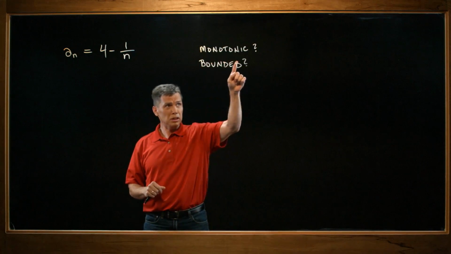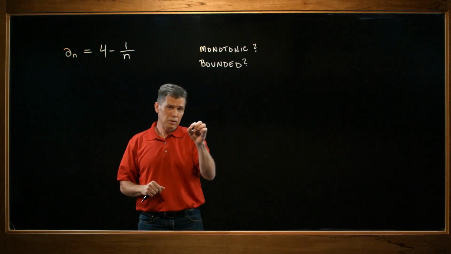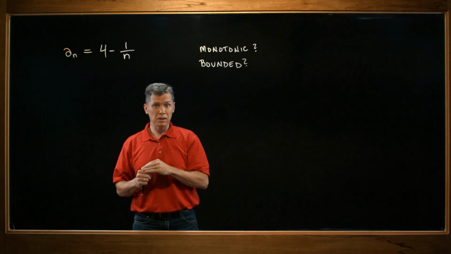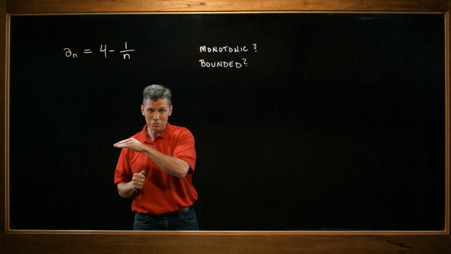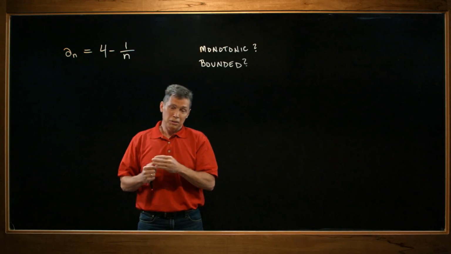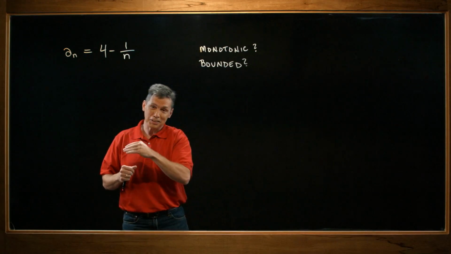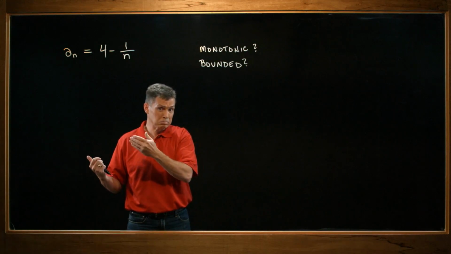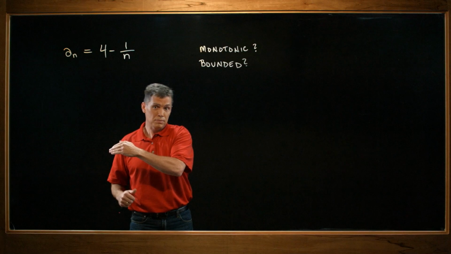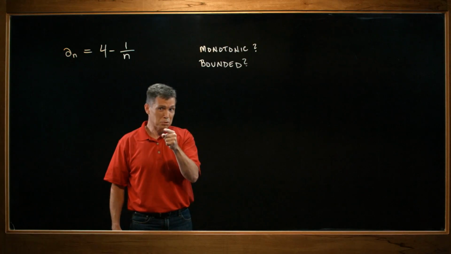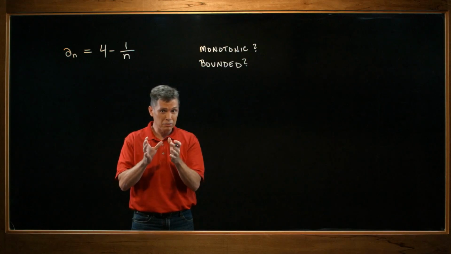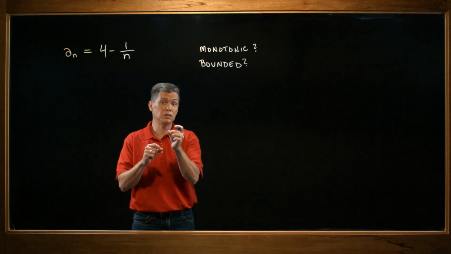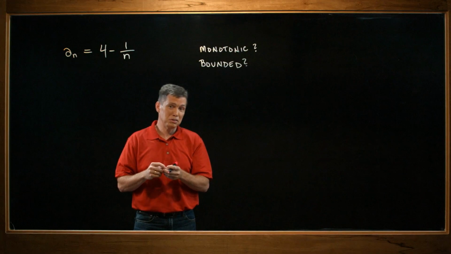In terms of answering this question, monotonic means it's either going up, up, up, up all the time, or it's going down, down, down, down all the time. Let me rephrase that: going up all the time is increasing, and going down all the time is decreasing. The reason I'm throwing those words at you is because you already have some good tools to determine if something's increasing or decreasing. That's your first derivative test.